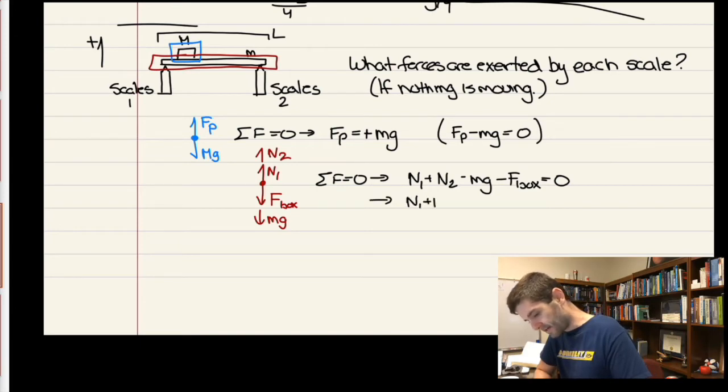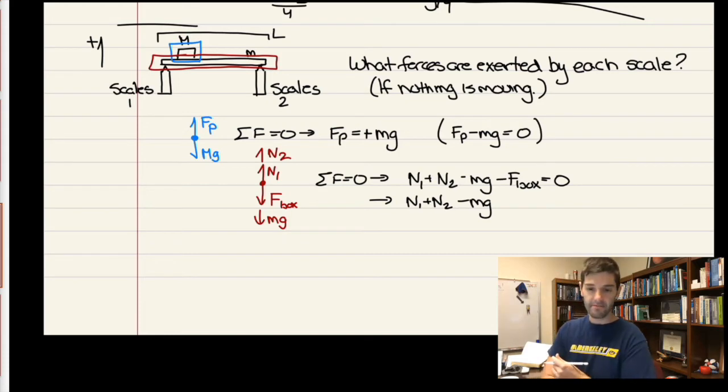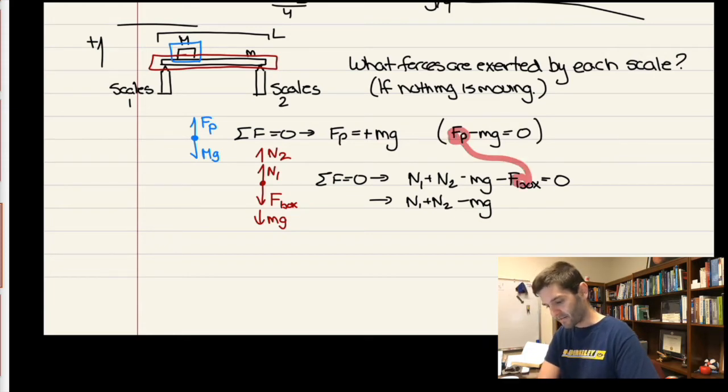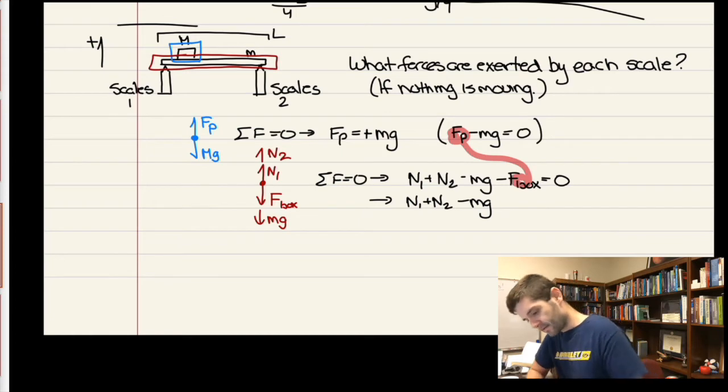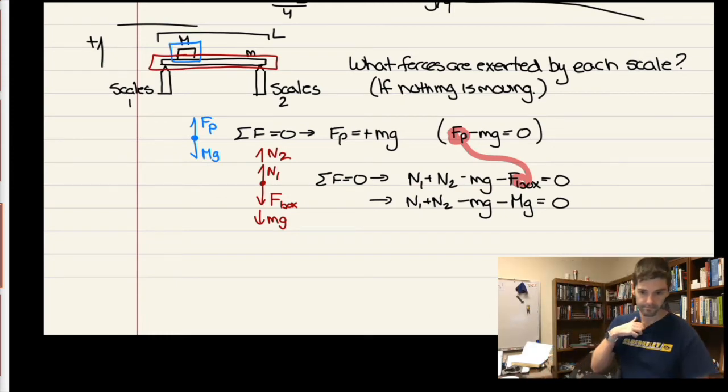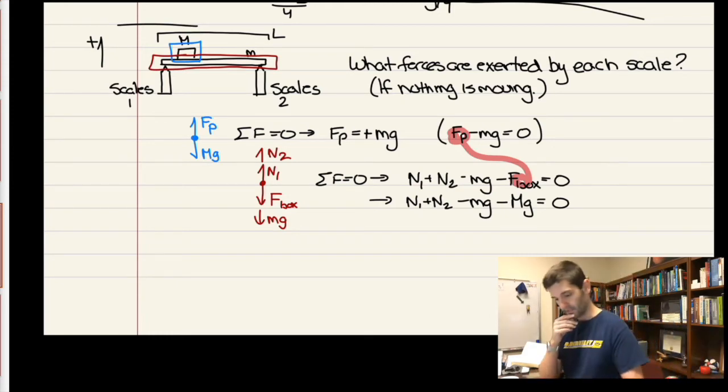Now we can identify that the force of the box on the plank is the Newton's third law pair of the force of the plank on the box. So this and this are third law pairs. Therefore, I can replace this with just minus Mg by Newton's third law.